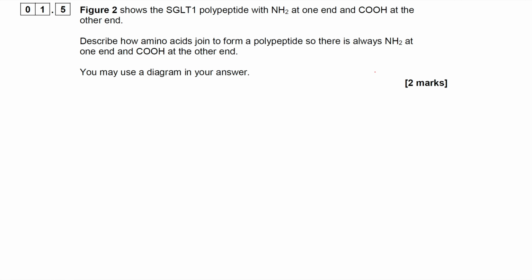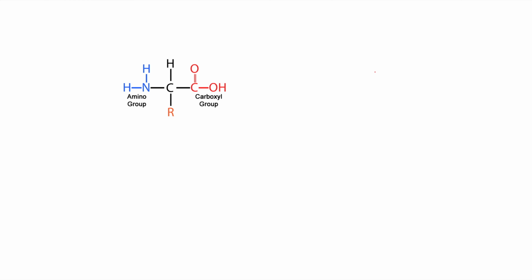Figure 2 shows the SGLT1 polypeptide with NH2 at one end and COOH at the other end. Describe how amino acids join to form a polypeptide. So there is always NH2 at one end and COOH at the other end. You may use a diagram in your answer, and that is for 2 marks. To answer this question, you must understand how amino acids join together to make a polypeptide. If you look at an amino acid, it's got 2 ends. On one side we have the amino group, while on the other side we have the carboxylic group.